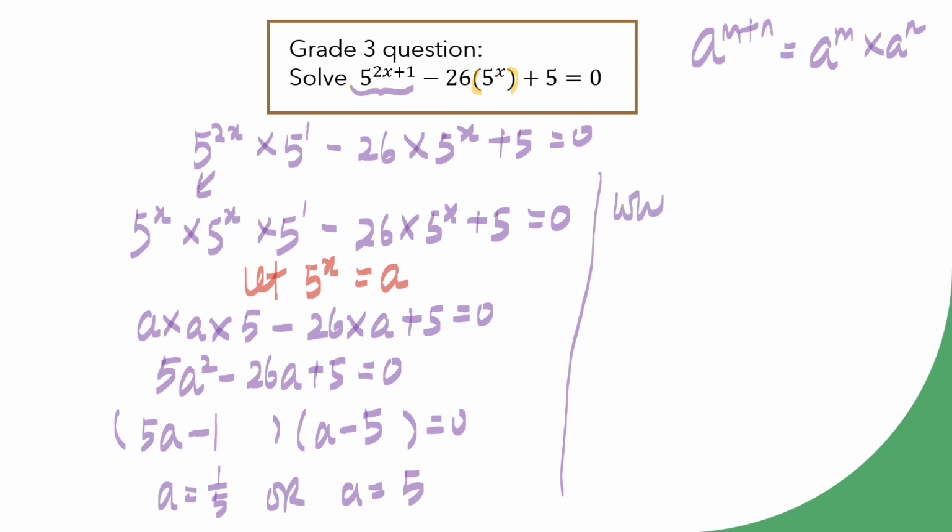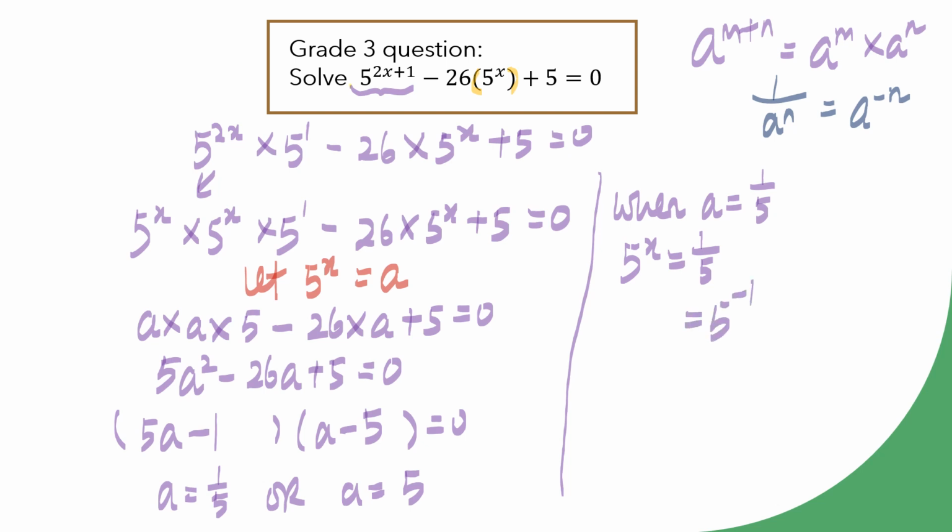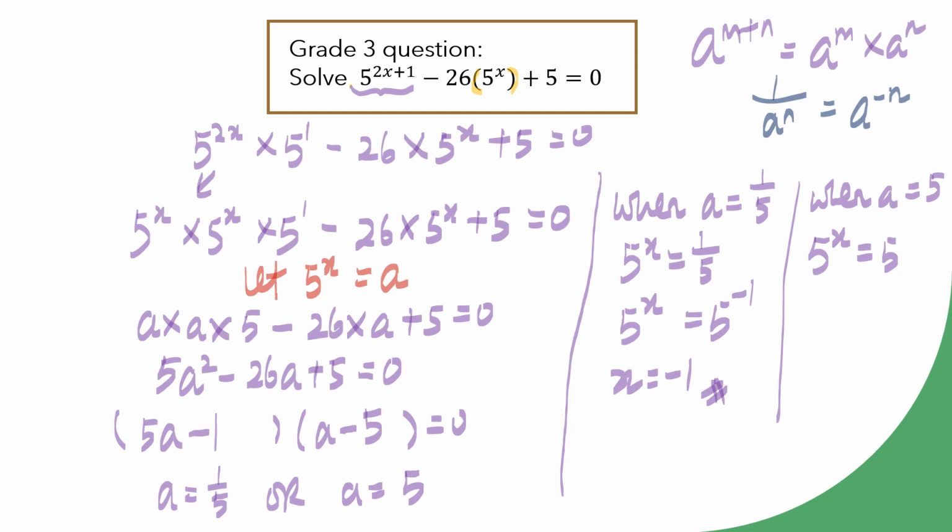When a is equal to 1/5, so 5 to the power x equals 1/5. Recall this rule in the indices: if you have 1 over a to the power n, it can be written as a to the power negative n. So 1/5 can be written as 5 to the power negative 1. From there, x is equal to negative 1, one answer. What's the second answer? That is when a is equal to 5. So 5 to the power x is equal to 5. 5 means 5 to the power 1. Therefore, x equals 1. So these are both answers for the equation.